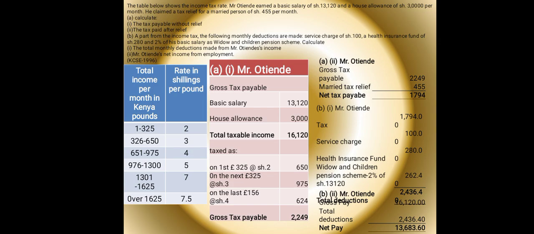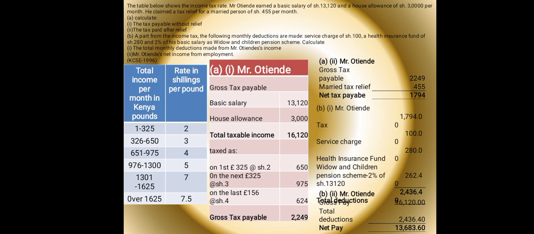Now the first bracket taxed at 2 shillings, his tax is 215. The next bracket taxed at 3 shillings, his tax is 975, and lastly that part of his salary taxed at the third bracket at 4 shillings, the tax is 624. Total gross tax is 2,249.